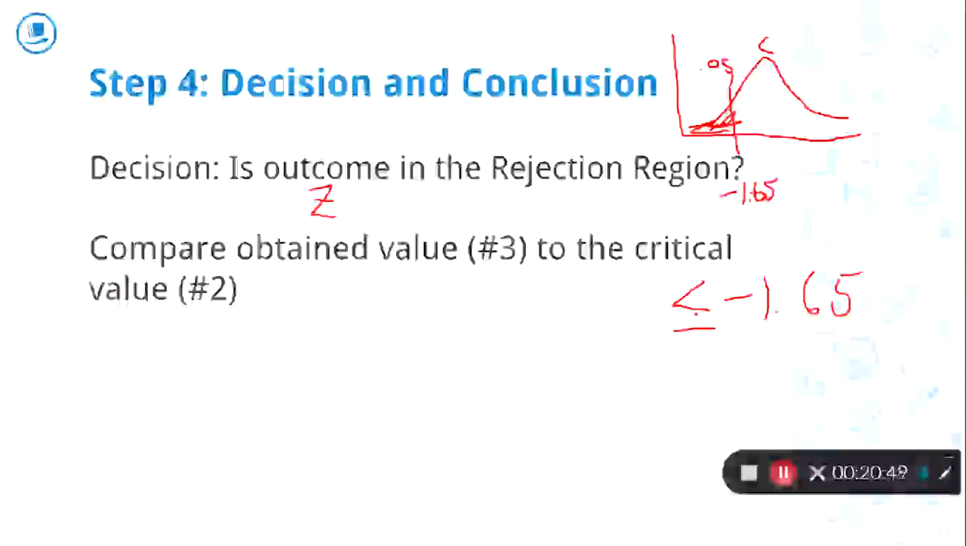So the rejection rule is we reject the null hypothesis. We're going to say the evidence we have is inconsistent with our belief if we find an extreme outcome. An extreme outcome is a z-score that we obtain, z-obt, with obt as a subscript, if the z-score we find in step 3 is less than or equal to negative 1.65.